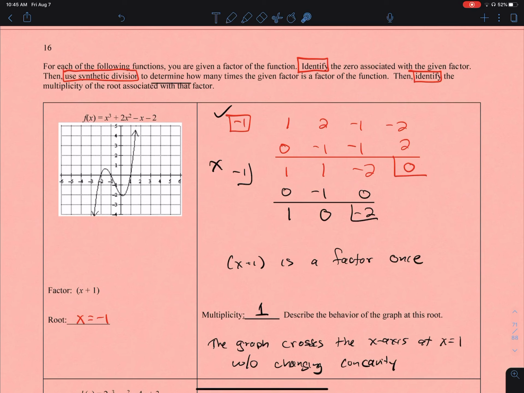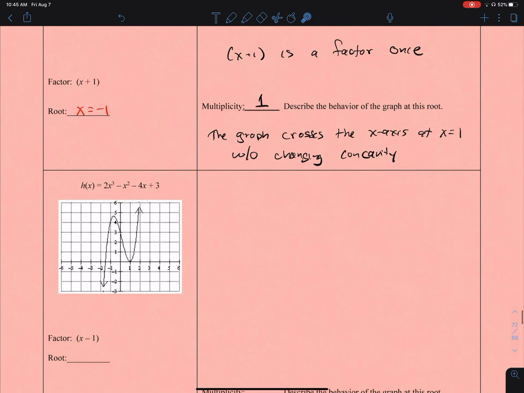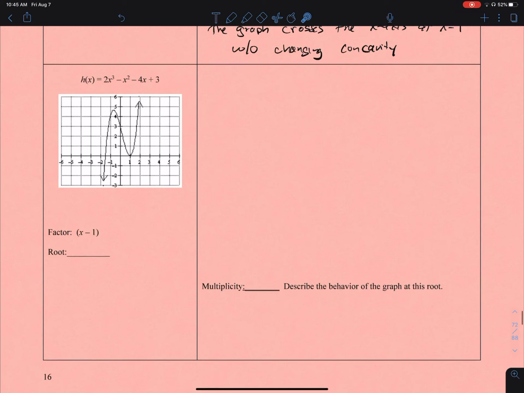Each time you're either going to be saying if it's crossing or tangent, then you're going to say if it is or is not changing concavity. Next one, we've got function h, and we are focusing on the factor of x minus 1. The factor theorem tells us that a root of this has to be x equals 1, because 1 is the number you would put into this to make this equal to 0. We're now going to divide this synthetically.